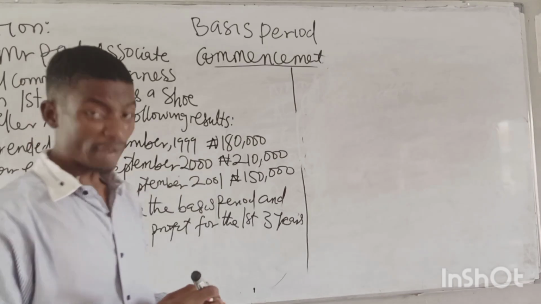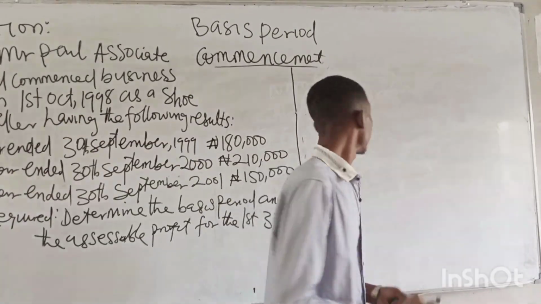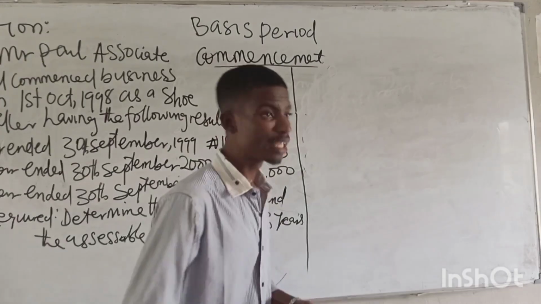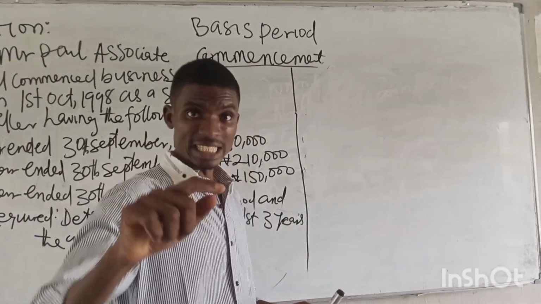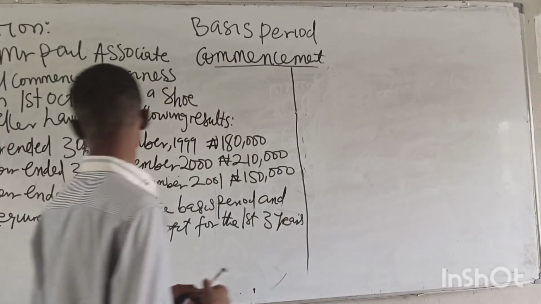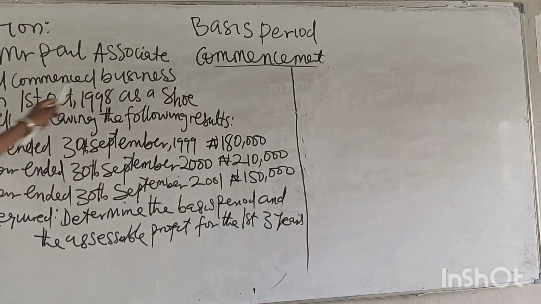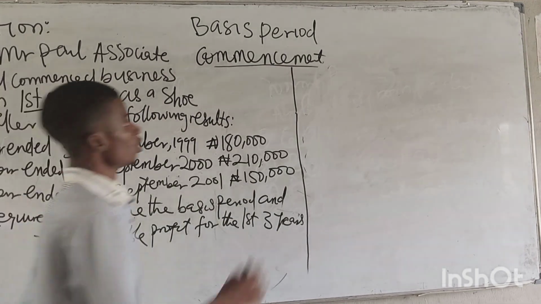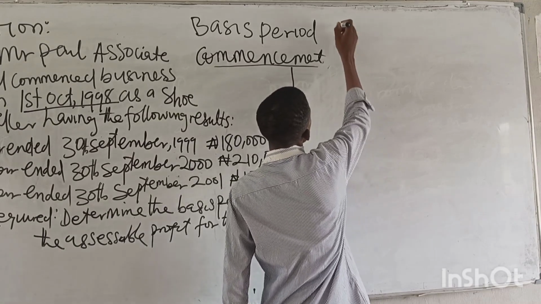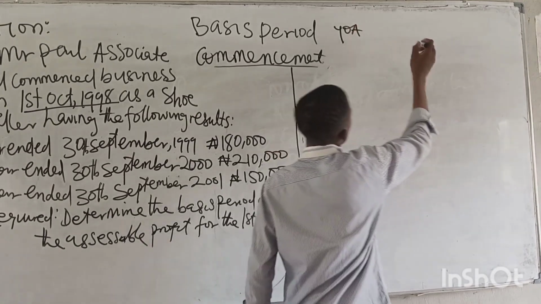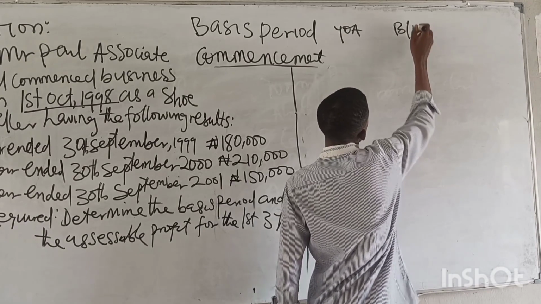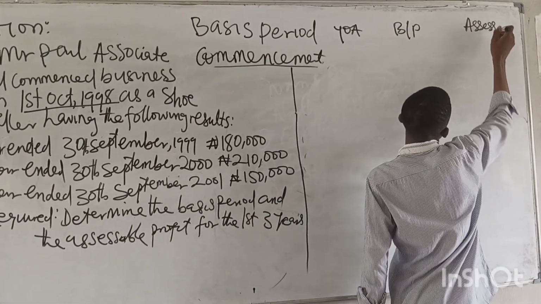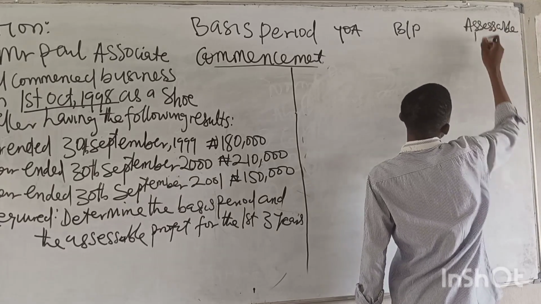So you have to remember the rule. The rule says that on the first year, you have to start from where the business began its operation. And the question told us that the business commenced on 1st October 1998. So we come here and we say year of assessment. We have the basis period and we have the assessable profit.